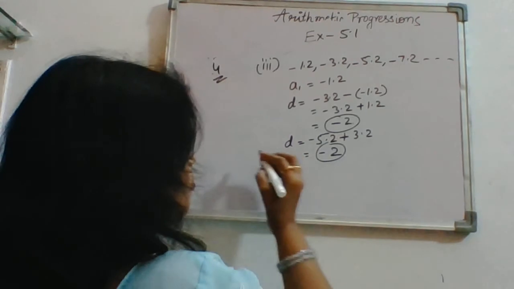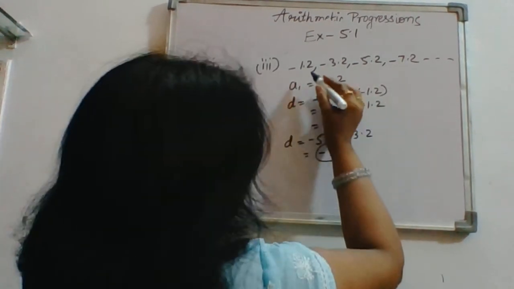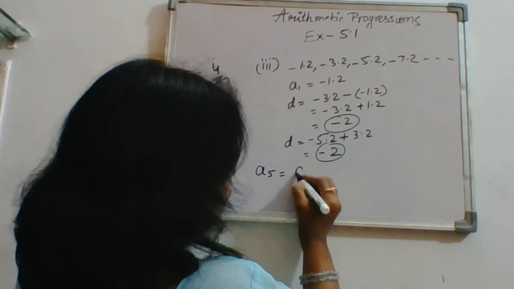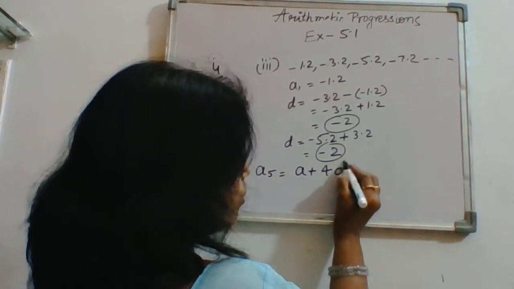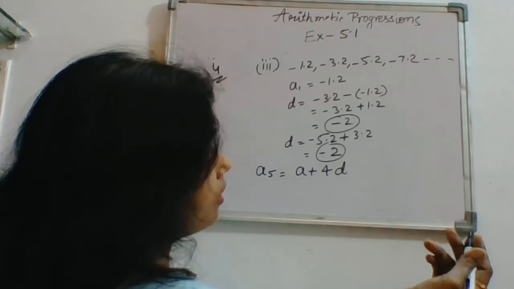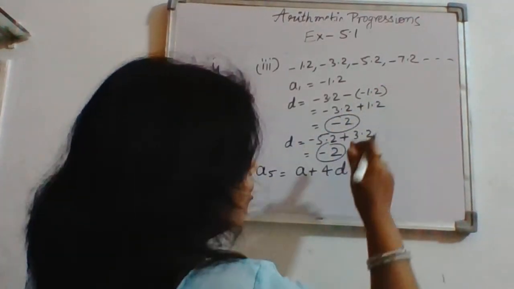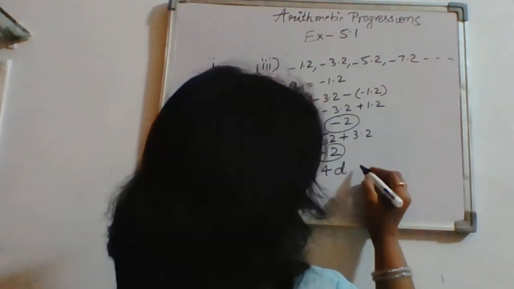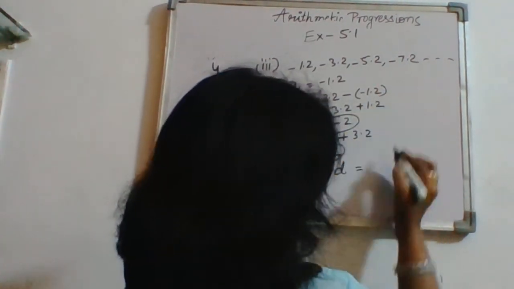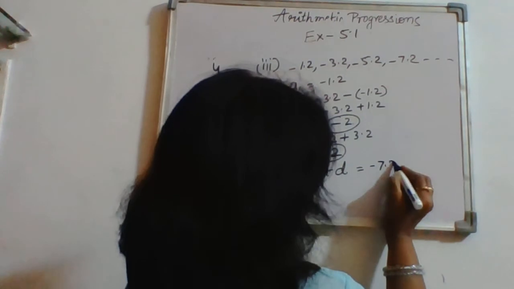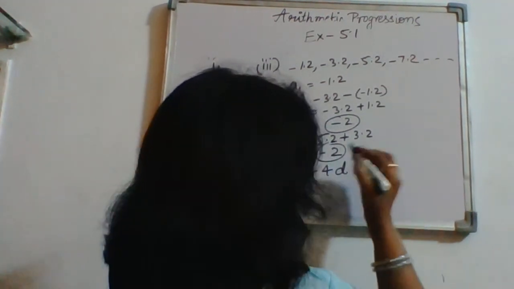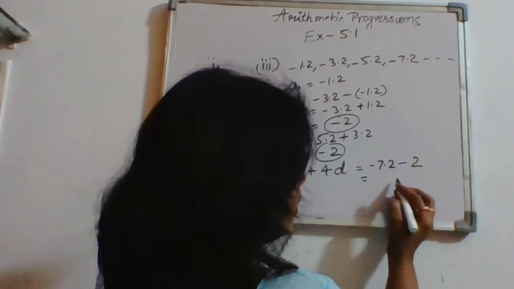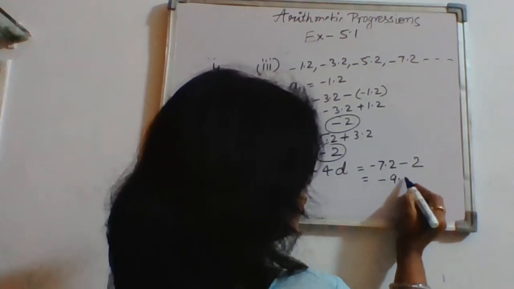The next three terms: we have first, second, third, fourth. We have to find A5. A5 will be A plus 4D. Or what you can do is add the fixed number to the preceding term. That means A5 will be equal to the preceding term, minus 7.2, in this you have to add how much? Minus 2 you have to add. So it will be minus 9.2.